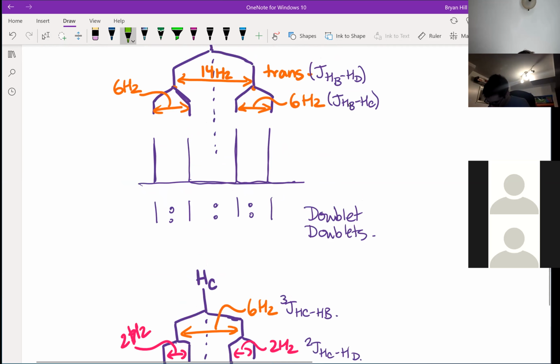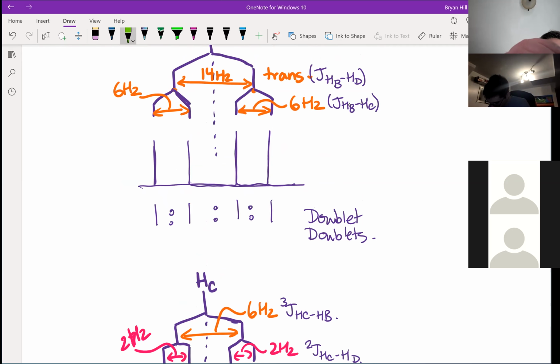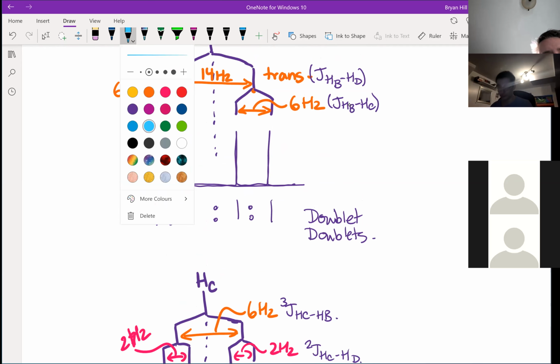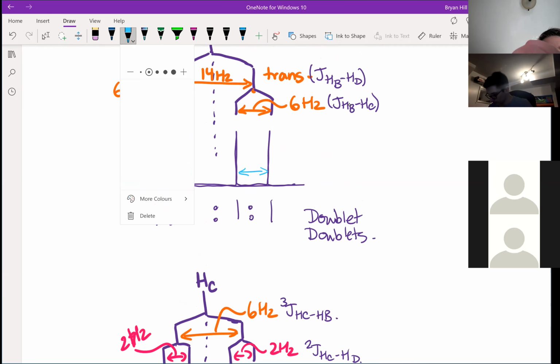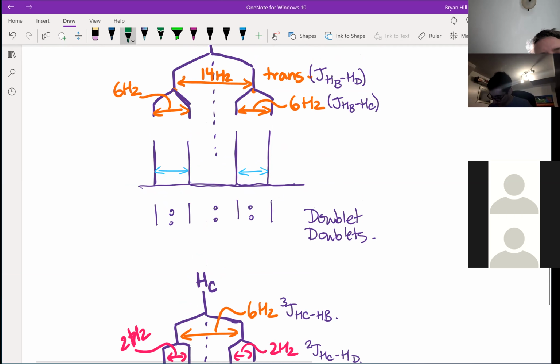And same sort of thing up here, that 1 coupling constant would be the space between here and here. And the other one would be 1st line to 3rd line, 2nd line to 4th line. And the chemical shift, some of the spectrometers will measure this in hertz as well. And you can just do a subtraction to calculate how many hertz the distance between the two peaks would be.